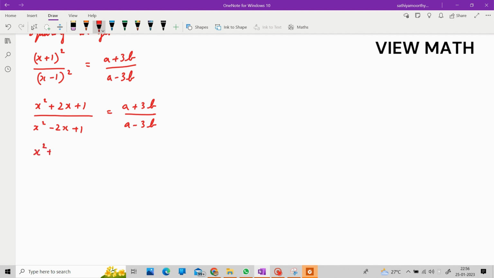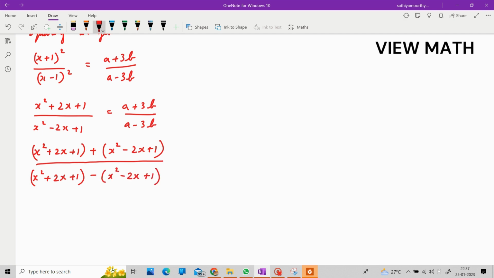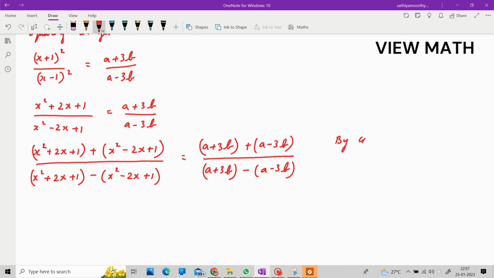So x square plus 2x plus 1. So in order to avoid the confusion I am writing it inside the bracket, otherwise we may miss the negative sign. x square plus 2x plus 1 minus x square minus 2x plus 1. This is equal to a plus 3b plus the denominator value a minus 3b divided by a plus 3b minus a minus 3b. So by componendo and dividendo property.